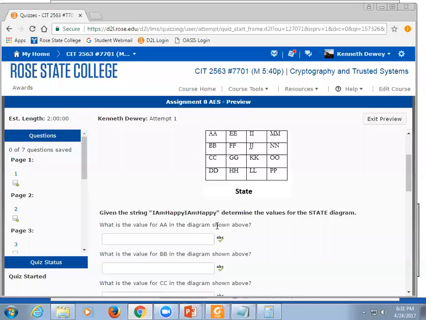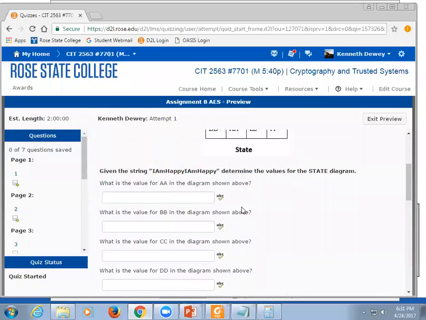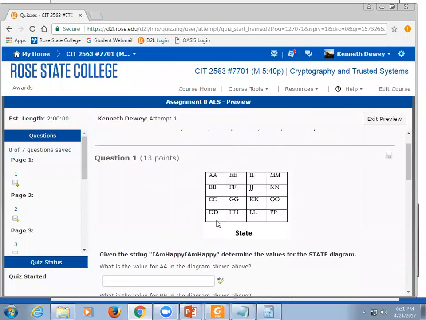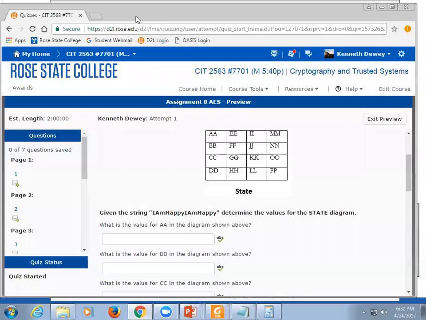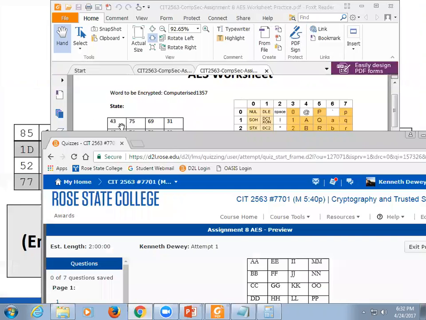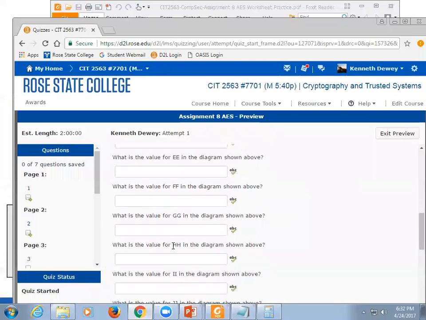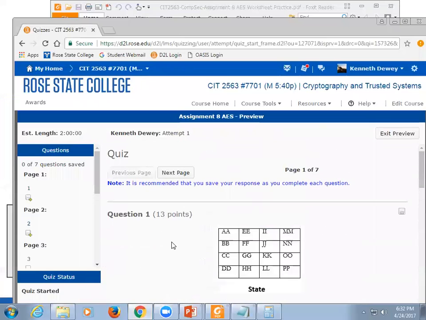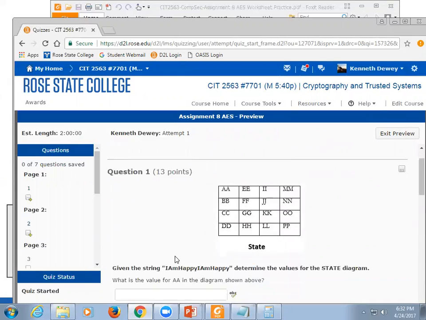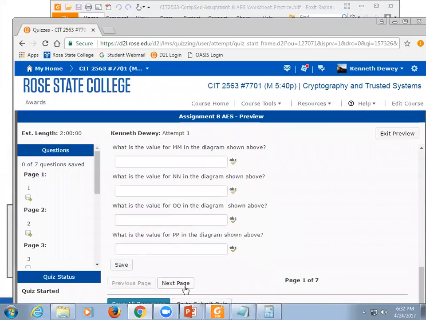And then go over here. So that's what you're going to put in there: whatever value you end up with for AA, which in this case would be 43, and AB, BB, and so on and so forth. That's what you put in these blocks. I couldn't find an easier way to get you to enter 16 values except this way. Okay, so that's the end of question 1.